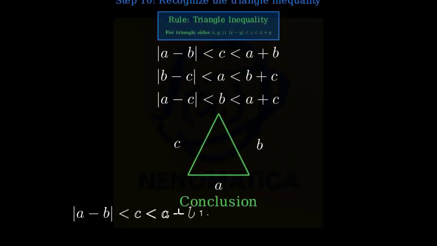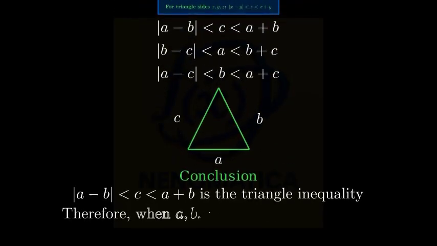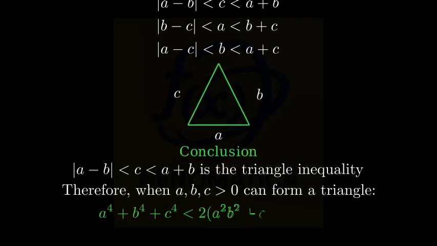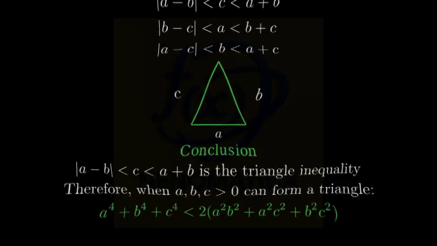Therefore, we've proven that when a, b, and c are positive and can form the sides of a triangle, the original inequality holds. a to the fourth plus b to the fourth plus c to the fourth is less than 2 times a squared b squared plus a squared c squared plus b squared c squared.